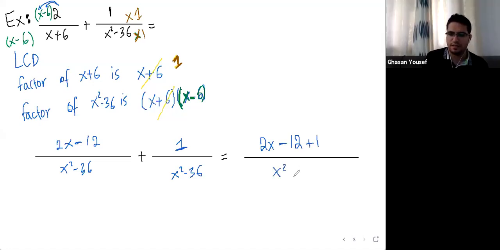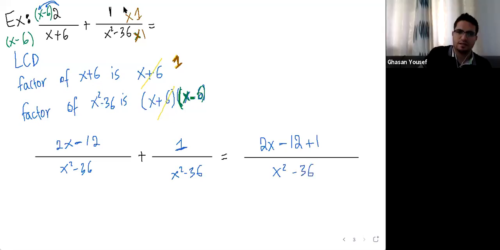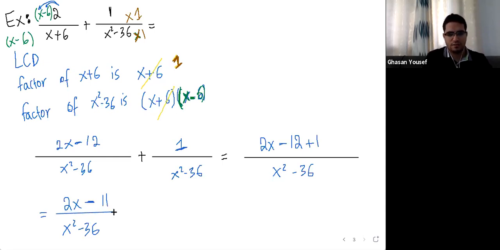And here I get x squared minus 36. So the final answer is 2x minus 12 plus 1, it's minus 11 over x squared minus 36. Any question on this example?